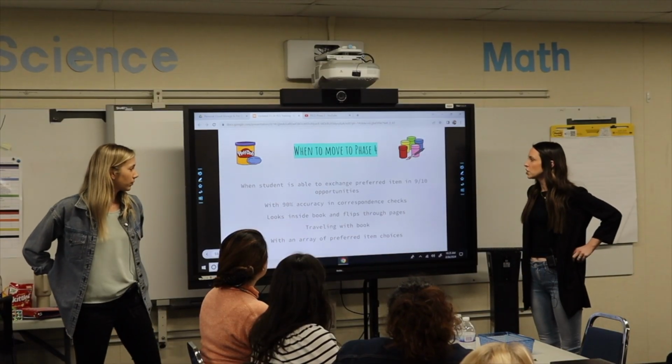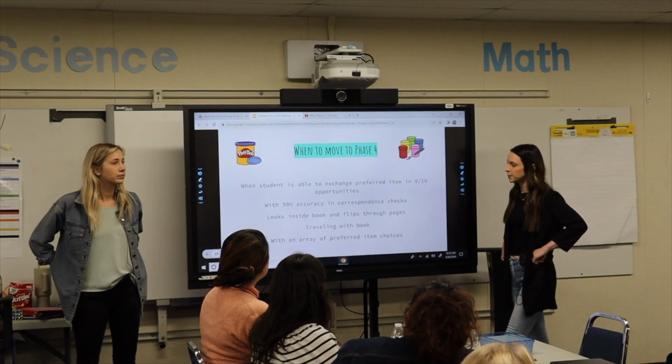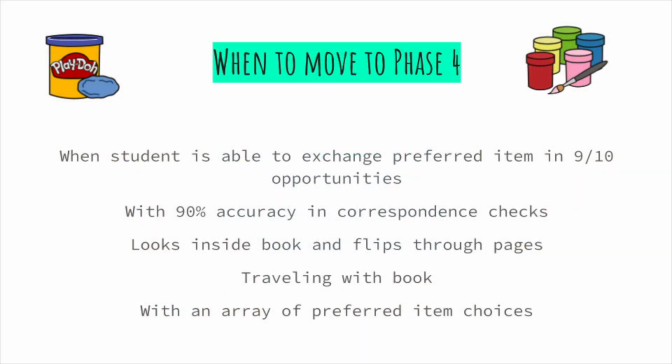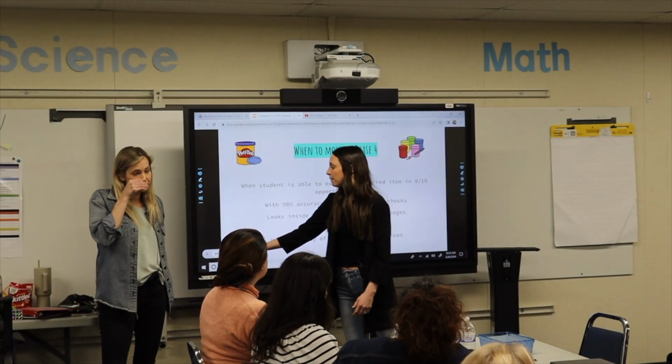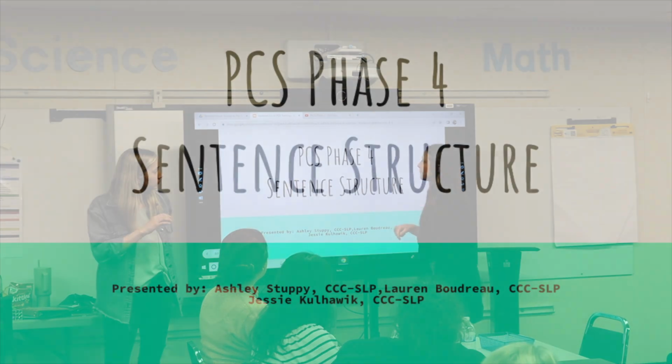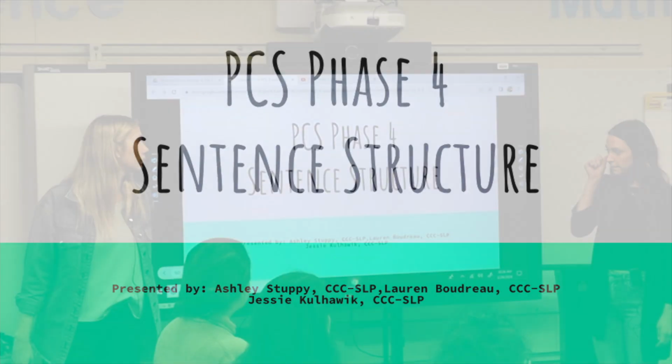When to move to phase 4. When they are able to exchange the preferred item, they're traveling to and from the book, they're doing distance and persistence, that's rearranged on the front page of their book, they are able to enter the book and take the preferred or non-preferred items out and put them on your hand. Again, we're not using any sentence strips yet, but now we are.